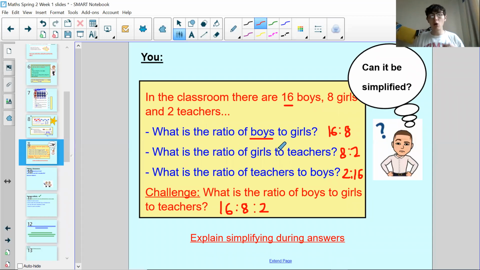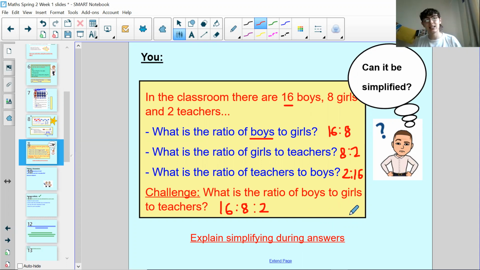So what is the ratio of girls to teachers, okay? So I've looked at girls, 8, and I've looked at teachers, 2. So 8 to 2. For every 8 girls, there are 2 teachers, okay? So I'm using my for every sentence. For every 8 girls, there are 2 teachers. And what is the ratio of teachers to boys? For every 2 teachers, which comes first, there are 16 boys. So the ratio is 2 to 16. And then our challenge question, what is the ratio of boys to girls to teachers?